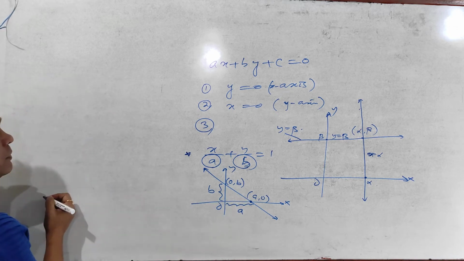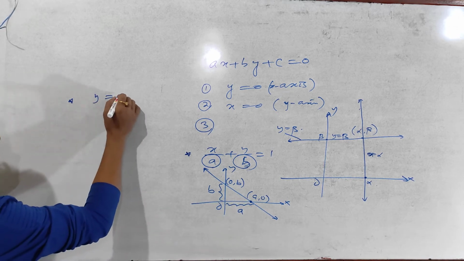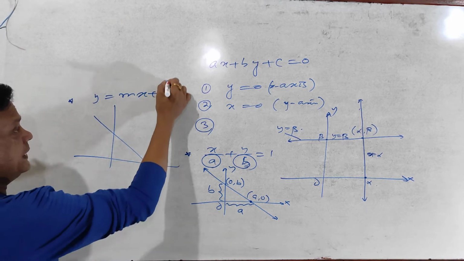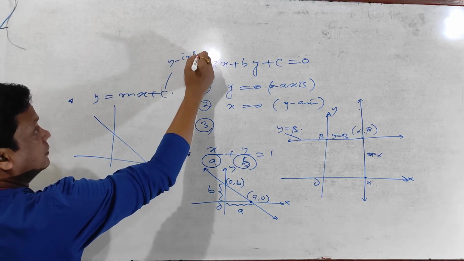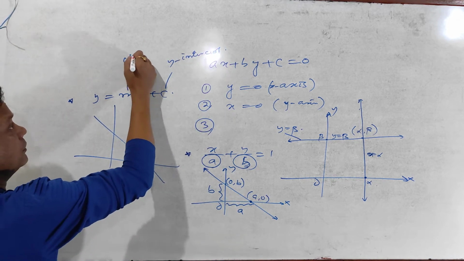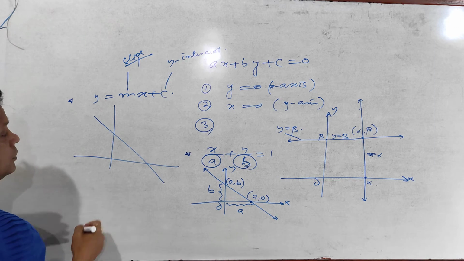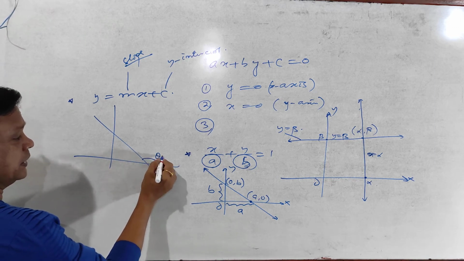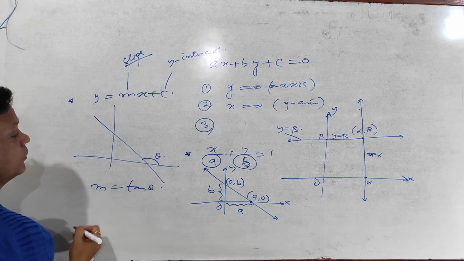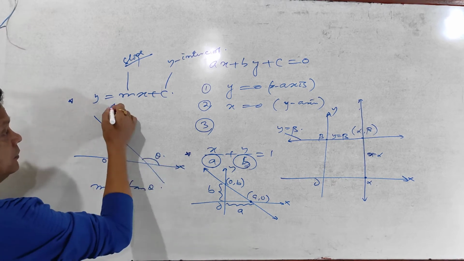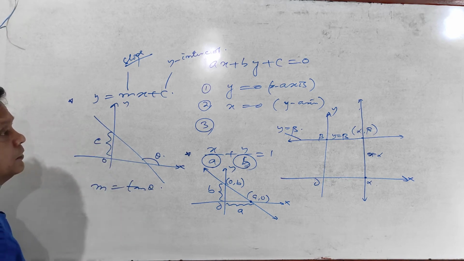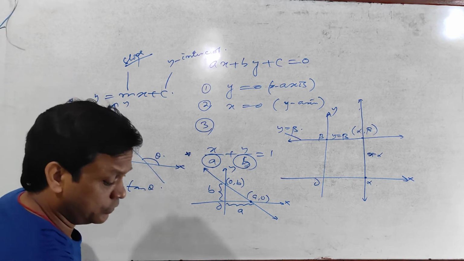Now, what is the slope-intercept form? Slope-intercept form is y equal to mx plus c. Here this c is called the y-intercept, and m is the slope. If this angle is theta, then tan theta is equal to the slope, m equal to tan theta. And this one is the y-intercept, that is c. Okay, next we have the normal form.